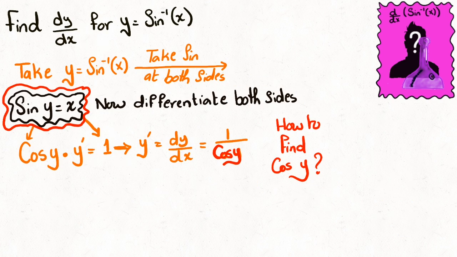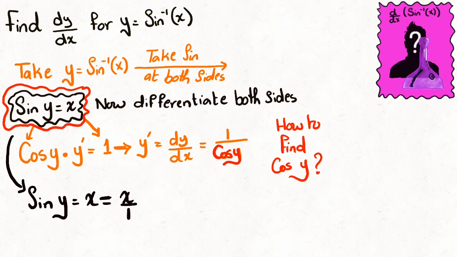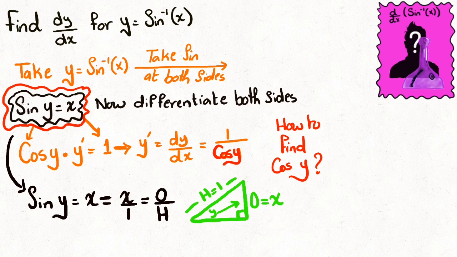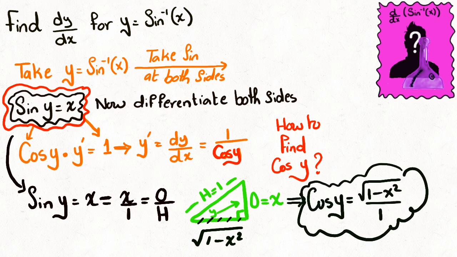We create a right angle triangle and we say sine y equal x over 1, and that would remind us of SOH. Thus it is O over H. Thus we decide somewhere in the triangle the angle y, and the opposite will be x, and the hypotenuse will be 1. Based on that, to find the cosine of y, we will apply the Pythagorean theorem to find the missing side, which will be square root of 1 minus x squared. This cosine y basically is radical 1 minus x squared divided by 1.